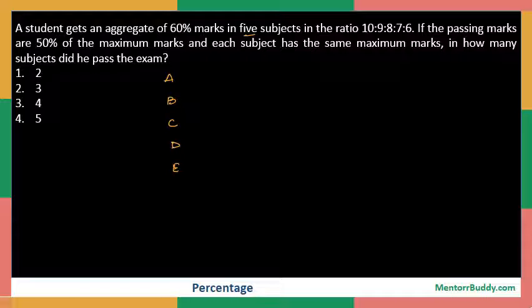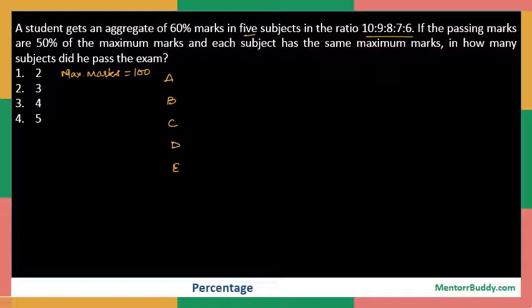And since he is getting the marks in the ratio 10 is to 9 is to 8 is to 7 is to 6, let me assume that the maximum marks for each subject is 100. Mind you, it is for each subject. So therefore, it is going to be 500 marks for all the 5 subjects taken together.